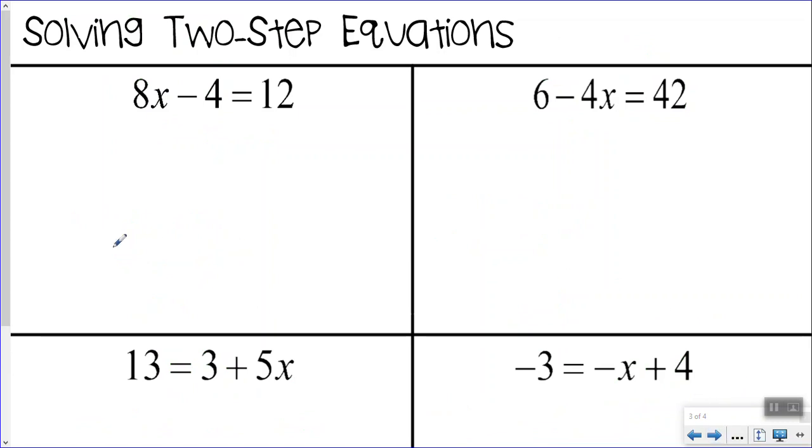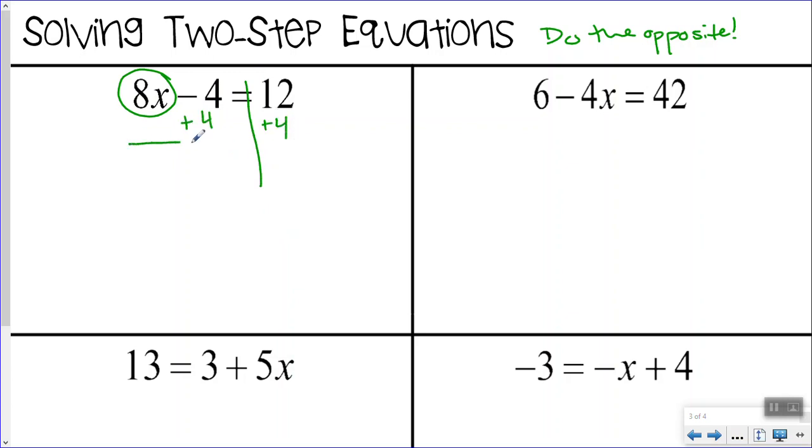Now we're going to look at equations that are a little more complex, but the idea remains the same. We're still going to always do the opposite of what we see. I'm going to start by circling my variable term. Outside the circle, I see -4. So the opposite of subtraction is addition. So I'm going to add 4 on both sides.